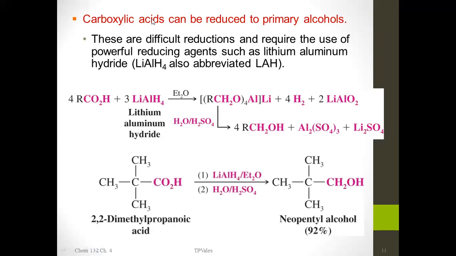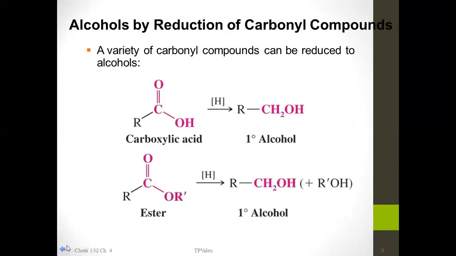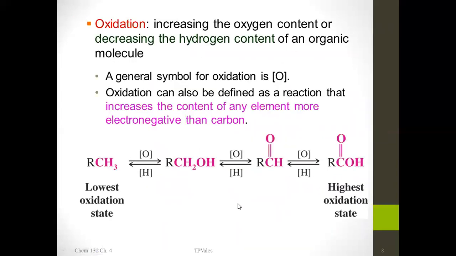So carboxylic acids can be reduced to primary alcohols. We have already shown that. However, these are difficult reductions and require the use of powerful reducing agents. So imagine in this reaction, from a 1 degree alcohol to an aldehyde to a carboxylic acid. So from an alcohol to a carboxylic acid, it passes through the aldehyde.